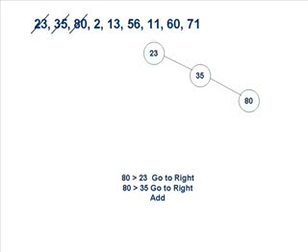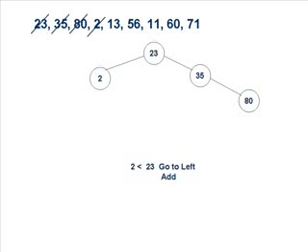Next is 80. Compare 80 with 23. It is larger than 23, so it will move to the right hand side. We find that another node is already placed there, so we further compare it with 35. It is still larger than 35, so we move it further right of 35. Now we place it, as you can see in the video.